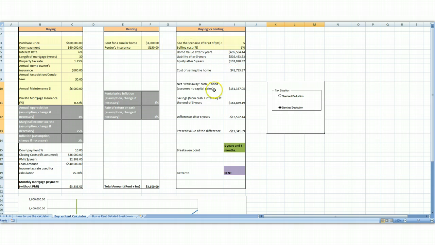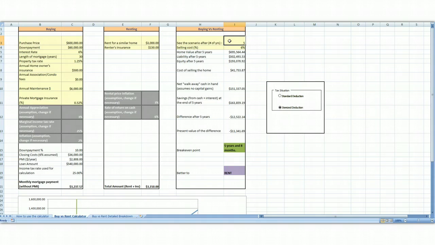So this one says if you are going to stay for only 5 years, you are supposed to rent, because the break-even point is 5 years and 8 months. The break-even point is what this means: when will buying make more sense than renting? So you have to stay in this house for at least 5 years and 8 months for you to buy. Otherwise you will lose money.